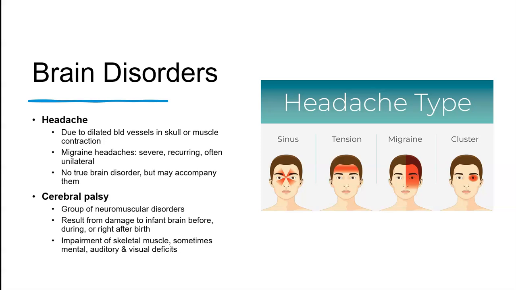Cerebral palsy is a group of neuromuscular disorders that usually result from damage to an infant's brain before, during, or immediately after birth. There are 3 types of CP that involve impairment of skeletal muscle activity to some degree.